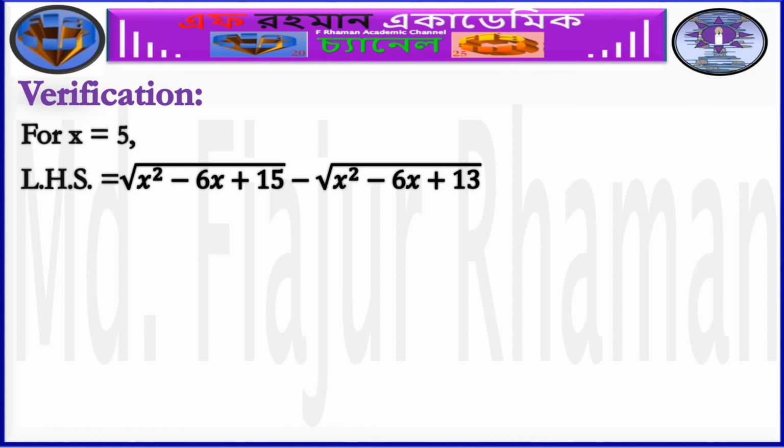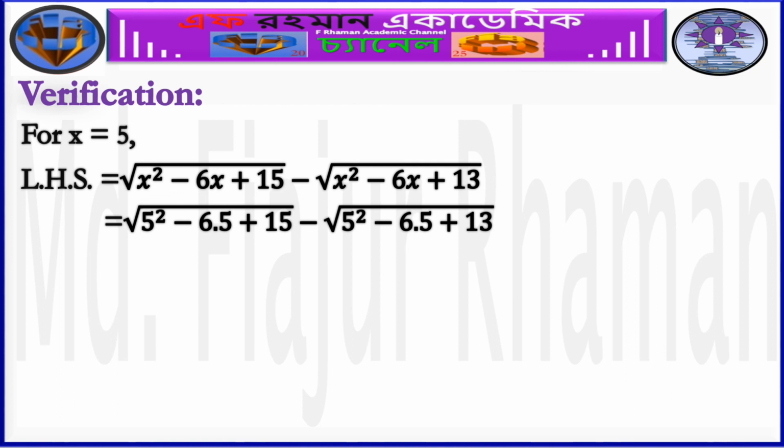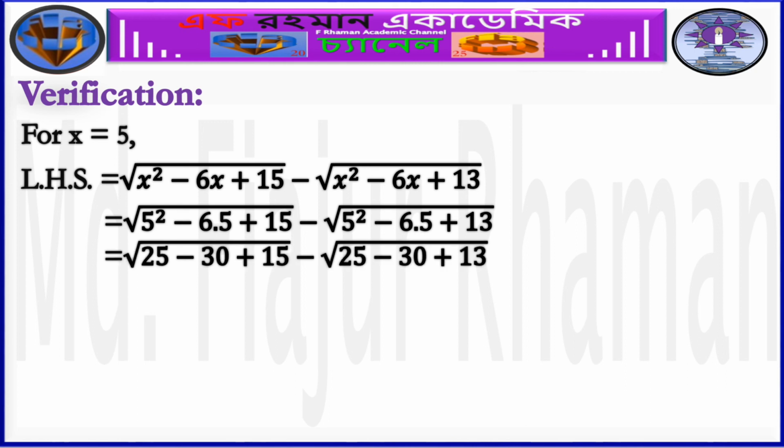Verification for x is equal to 5: left hand side is equal to square root of x square minus 6x plus 15 minus square root of x square minus 6x plus 13, which is equal to square root of 5 square minus 6 into 5 plus 15 minus square root of 5 square minus 6 into 5 plus 13. For x is 5, this is equal to square root of 25 minus 30 plus 15 minus square root of 25 minus 30 plus 13, as 5 square is equal to 25 and 6 into 5 is equal to 30.